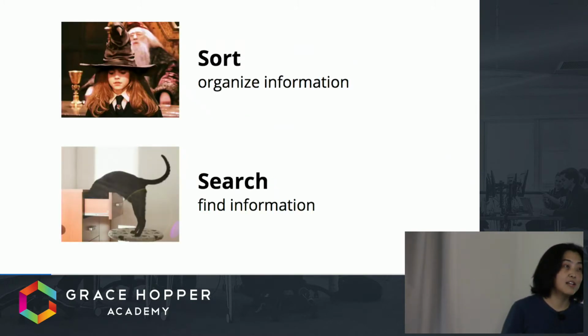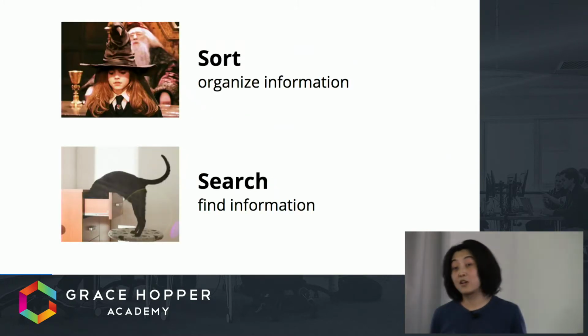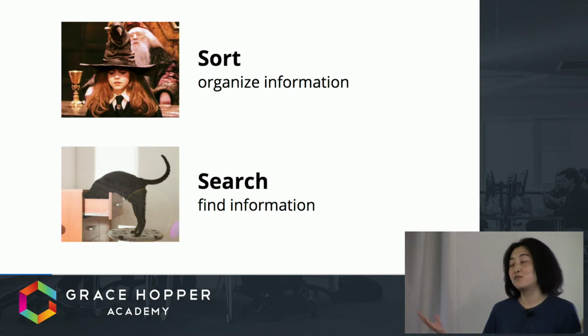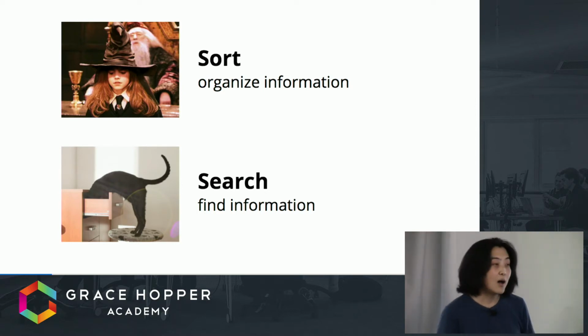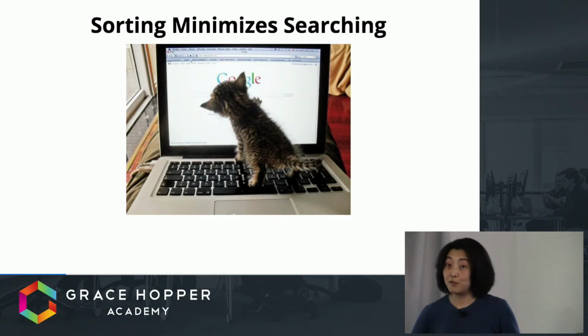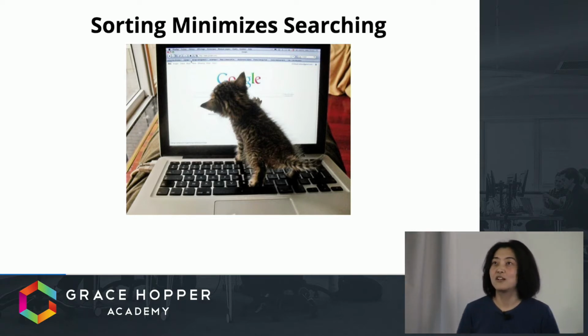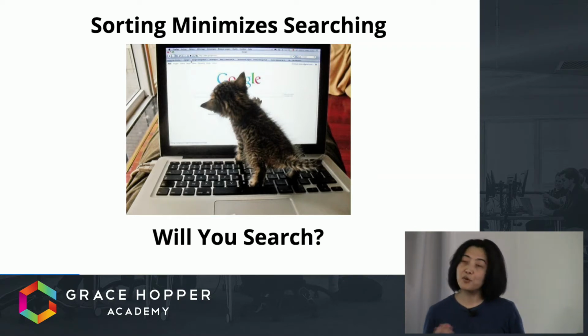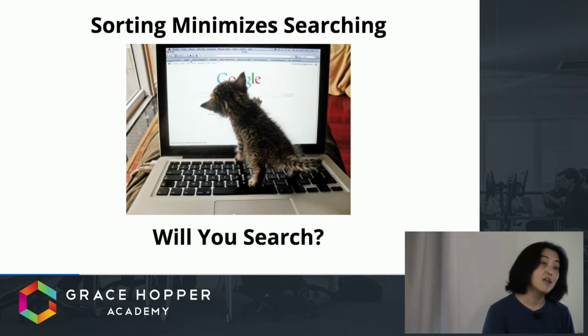The first one is the trade-off between sorting and searching. So the relationship between sorting and searching is basically why do we even sort in the first place, right? Primarily, we sort to minimize the pain of searching in the future, which brings up the question, are you even going to search in the first place, right? And if you are, how often are you going to search and how detailed does that search have to be?